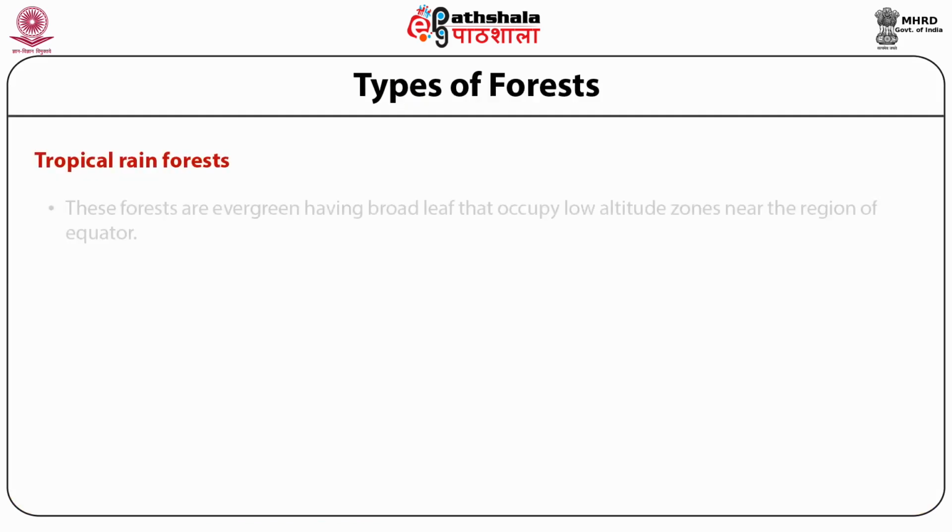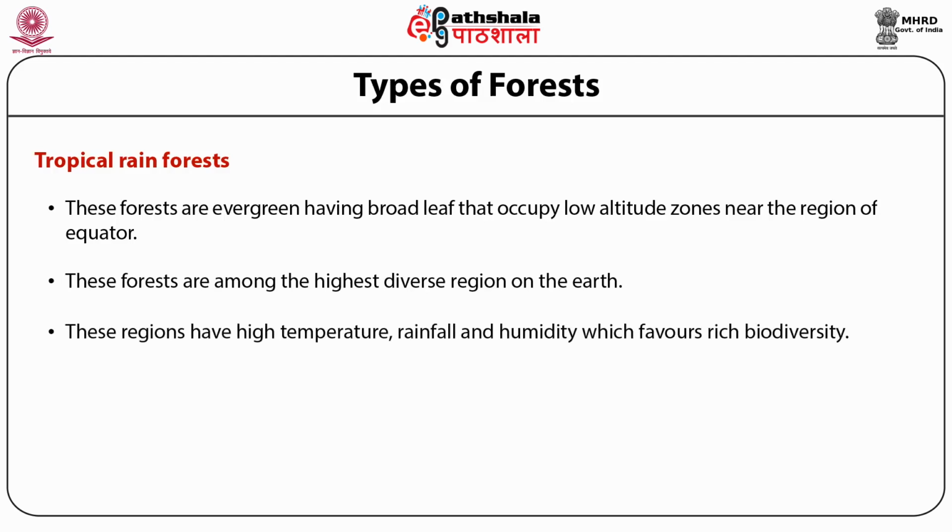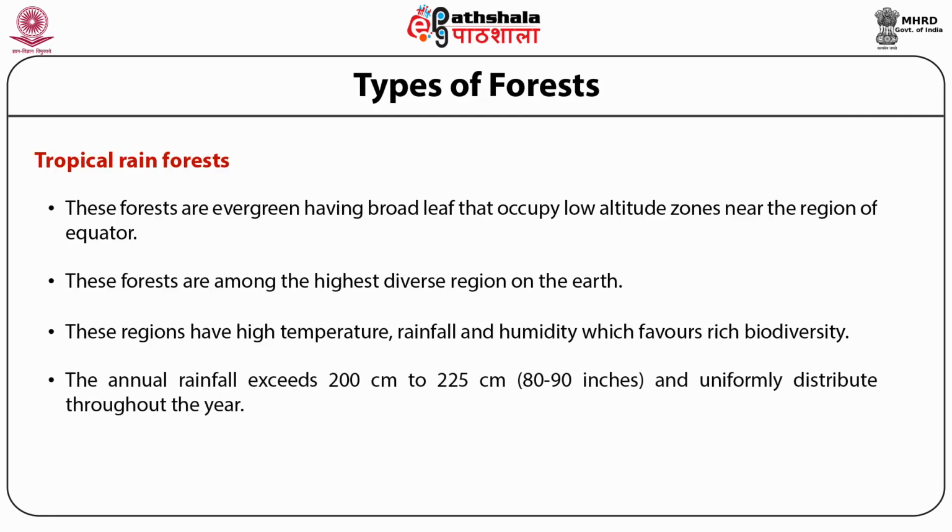Tropical rainforests. These forests are evergreen, having broad leaves, and occupy low altitude zones near the region of the equator. These forests are among the most diverse regions on the earth. These regions have high temperature, rainfall, and humidity, which favor rich biodiversity. The dry season in these forests is either very short or totally absent. The annual rainfall exceeds 200 to 225 cm and is uniformly distributed throughout the year.